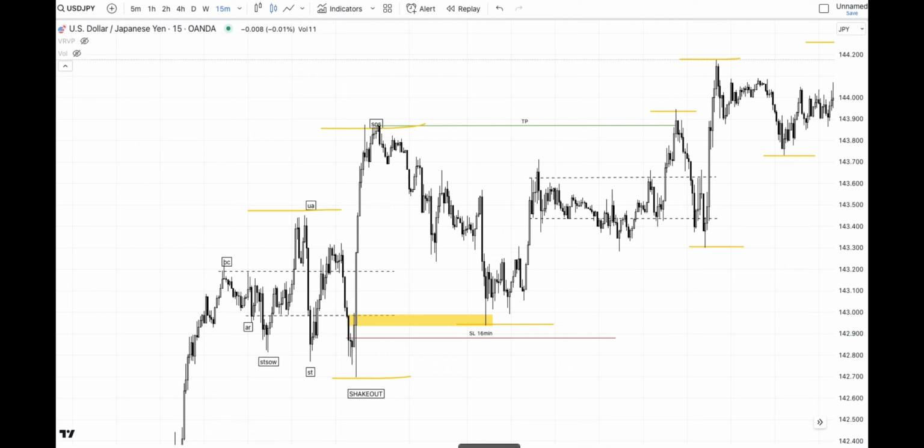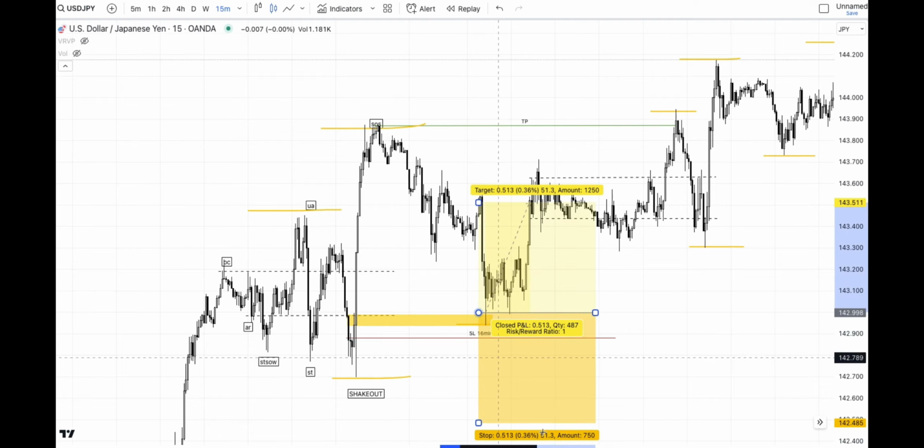It's not here anymore because I got done with the trade, but what I wanted to show you was an entry that I got right here.